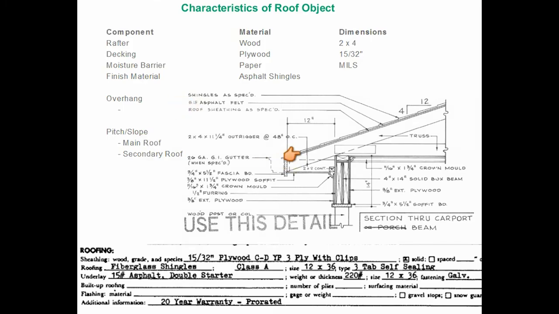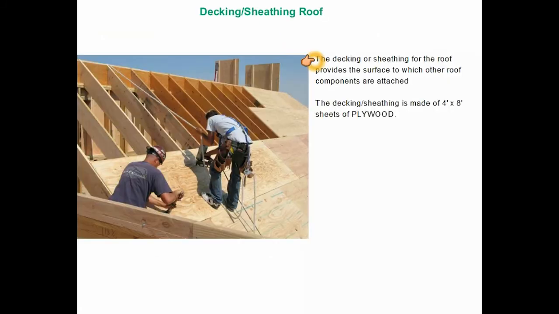The sheathing is attached to the 2x4 rafter. The sheathing or the decking for the roof provides the surface to which other roof components are attached. Here is an example of the sheathing being nailed to the rafters.